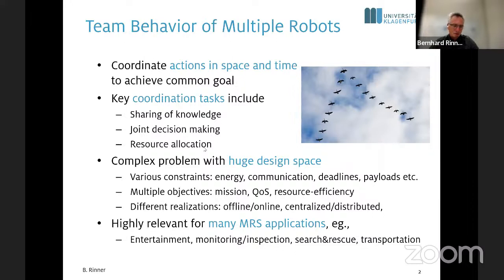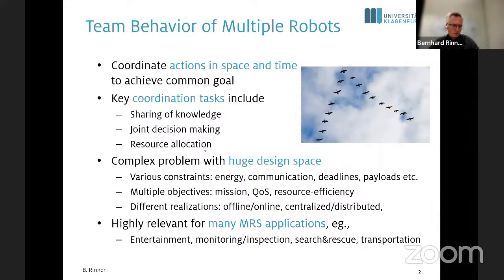The second dimension is about the objectives. Typically, in many robotic systems, we may face multiple objectives. The first objective, obviously, is related to achieving the mission. However, we can also typically measure the quality of the performance of this mission achievement, and we want to improve that. So we want to either lower the completion time, increase some quality of service, or make the mission achievement more resource efficient than others.